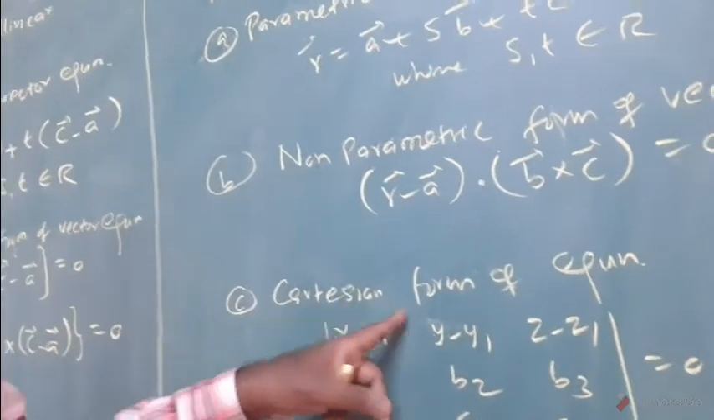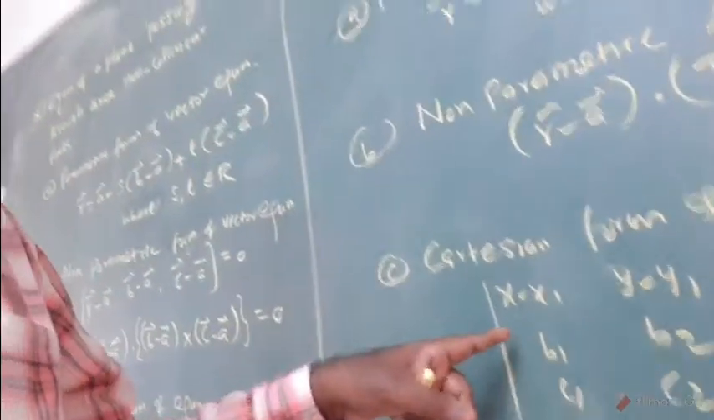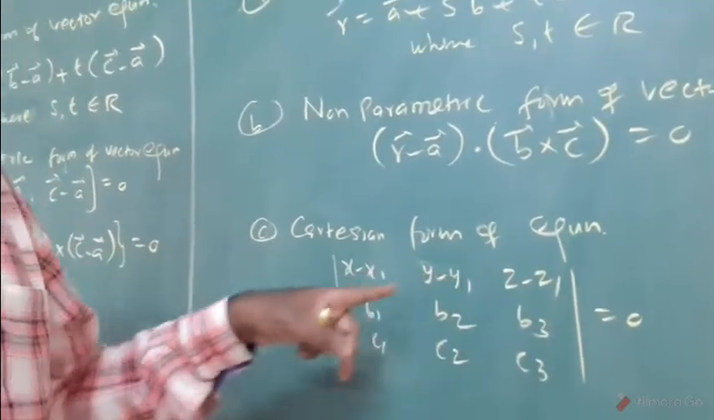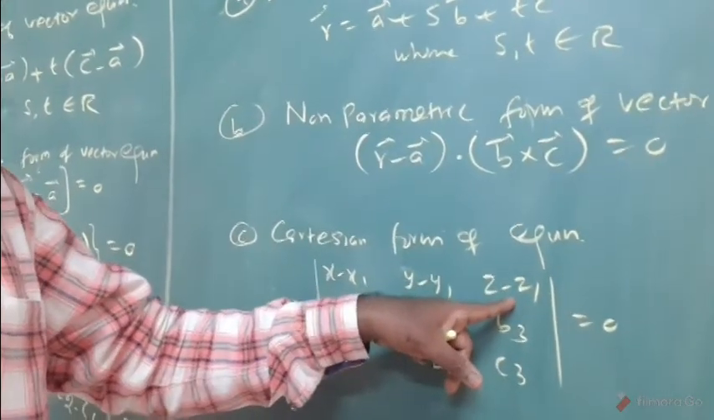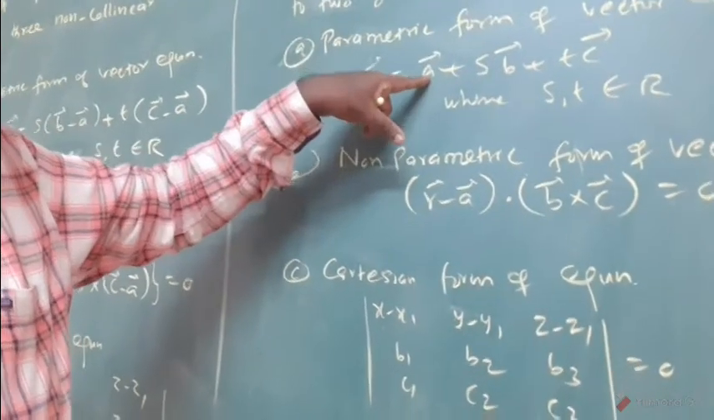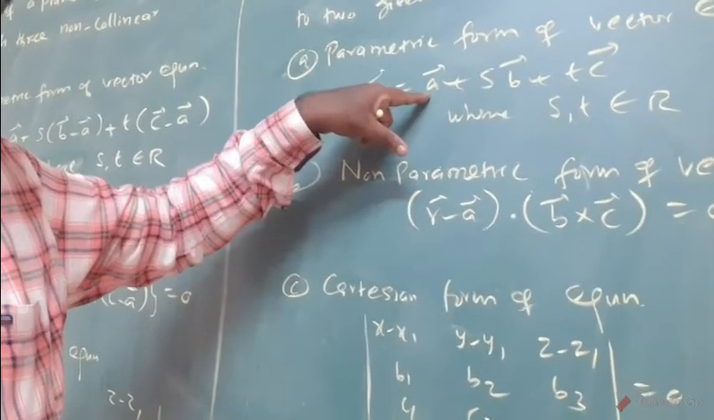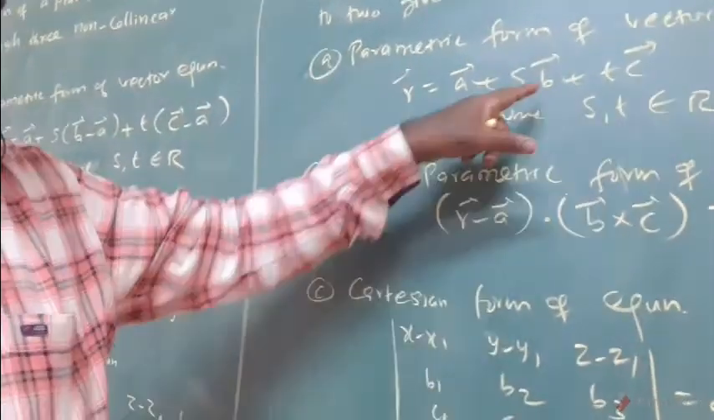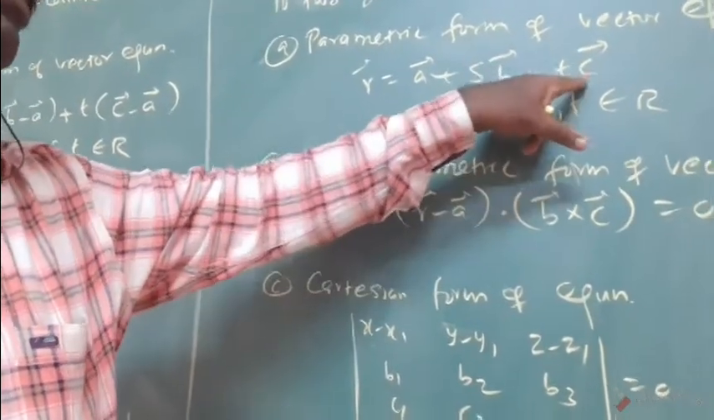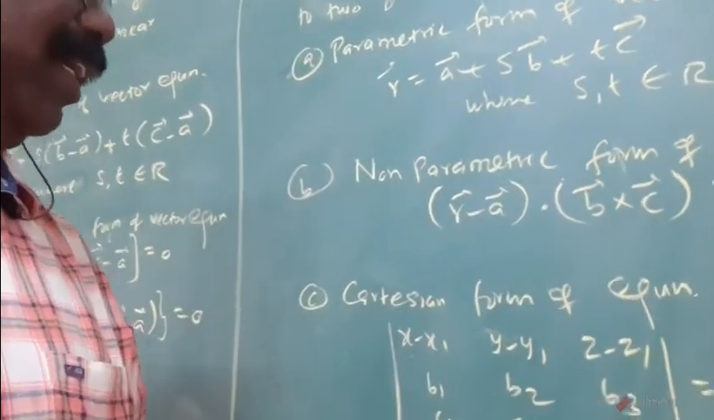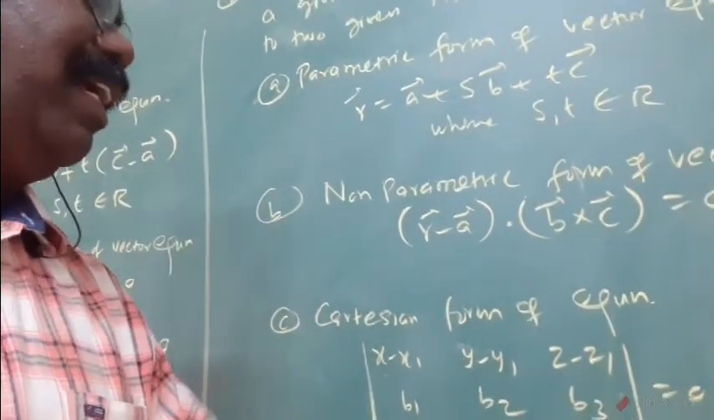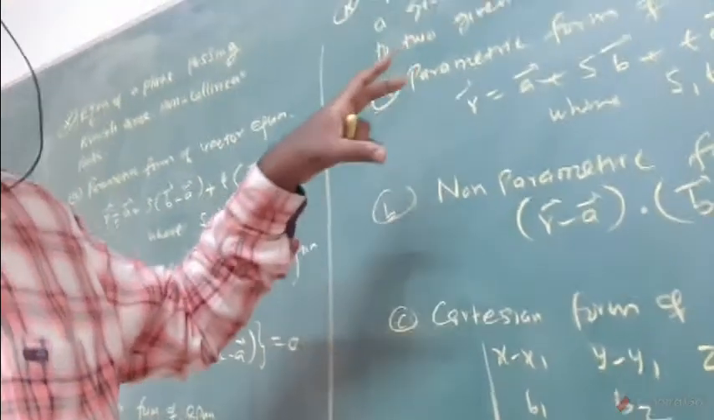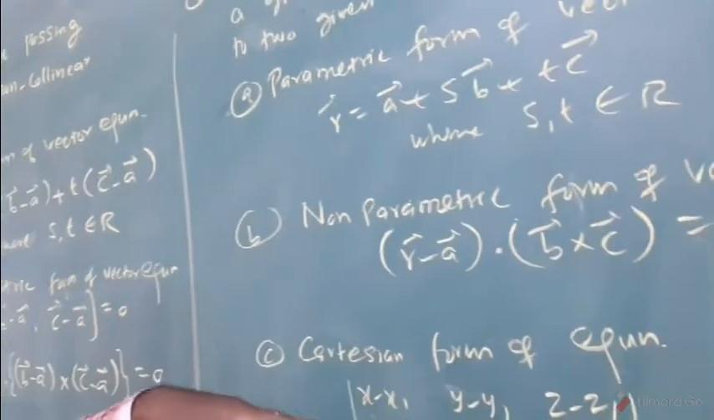Next is what? The Cartesian form of the equation. This is the formula: x minus x1, y minus y1, z minus z1. That is the point, x1, y1, z1. You can take it from the A vector, the one point given. Now, 2i plus 3j plus 4k, so x1, y1, z1 is what? 2, 3, 4. Next, the parallel vectors, I know, are B vector and C vector. Those are called b1, b2, b3, c1, c2, c3. Now expand. We get the equation involving x, y, z. That is called the Cartesian form. This is the formula for 1 point, 2 vectors.